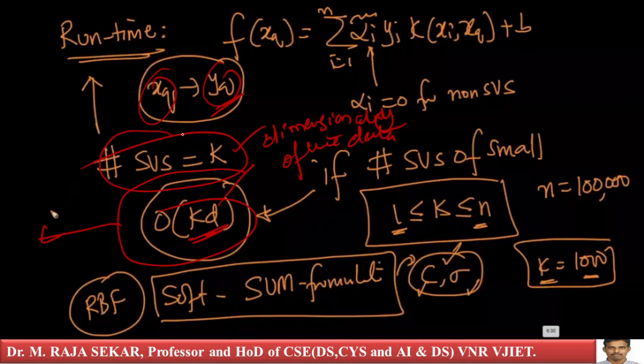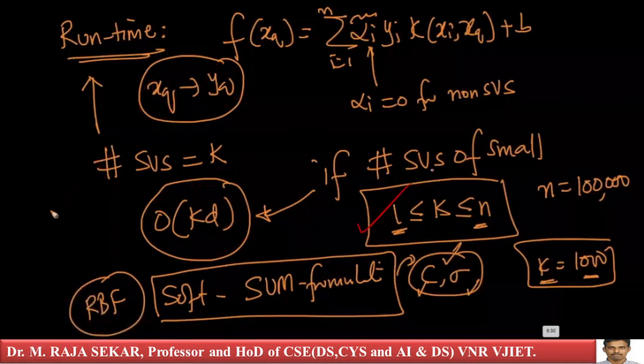If the number of support vectors is small, then your runtime complexity will be small. The number of support vectors can be anything from 1 to n, 1 less than or equal to k less than or equal to n. It could be very small, it could be very large. In the soft margin SVM formulation, there is no way to control the number of support vectors.